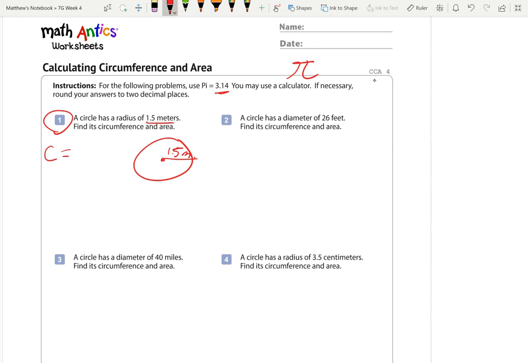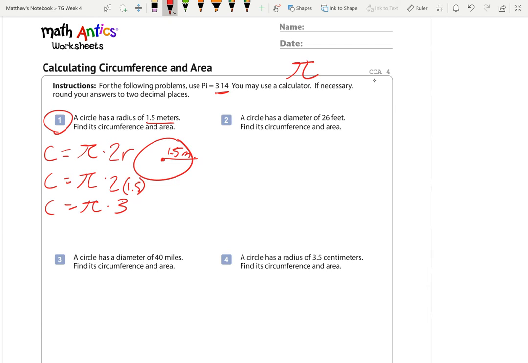circumference equals pi times the diameter. Or in this case, it's going to be pi times twice the radius. And notice this says 2r and not r squared. So C equals pi times 1.5 times 2, that's going to give me 3. So it's going to be pi times 3.